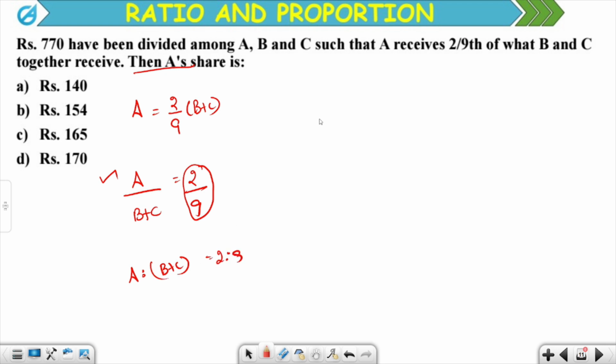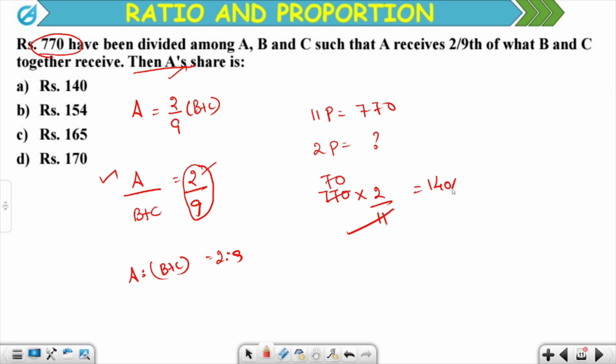So what is sum of ratio? Sum of ratio is 11. So what is this 11 equal to? 11 is equal to total given number. What is that? 770. What we need to find? A's ratio. What is A's ratio? 2 part. So 2 part is how much? Okay. So cross multiply 770 into 2 by 11. So just 70 into 2, 140. So A share is nothing but 140. Okay. Next.